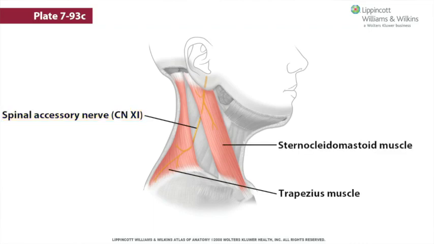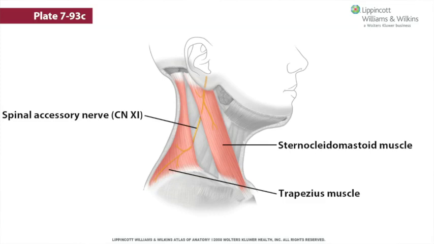The trapezius has attachments to the skull, the vertebra, and the scapula, while the 3 attachments of the sternocleidomastoid muscle are in its name: sternum, clavicle, for cleido, and mastoid process of the temporal bone of the skull.